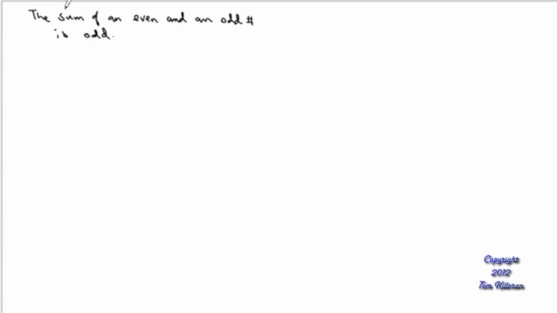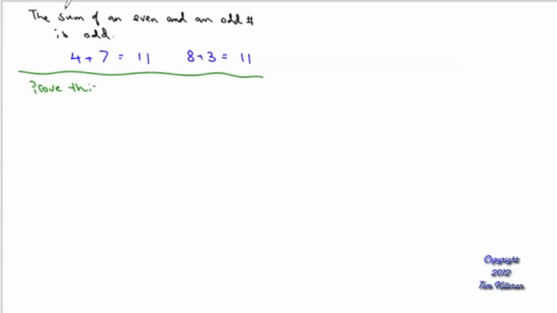You could test it out a few times. An even number, 4, odd number, 7, add them together, you get 11. Seems to work for that one. Pick an even number, 8, odd number, 3, add them together, you get 11. That seems very boring so far. I can come up with a lot of these, and they will work. How do I know that it works all the time? You don't until you do something a little bit different than inductive reasoning. So what I want to do is prove this deductively.